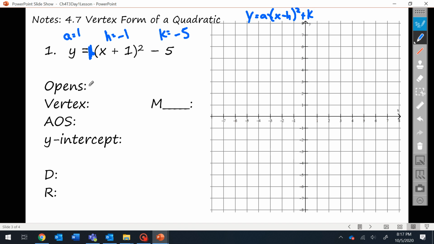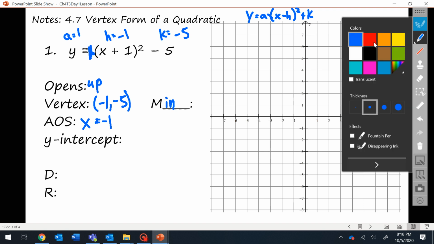So this opens up because the a value is positive. It's 1. The vertex is h comma k, so negative 1 comma negative 5. Since it opens up, that's going to make this a minimum. And the axis of symmetry is just this right here, x equals negative 1.